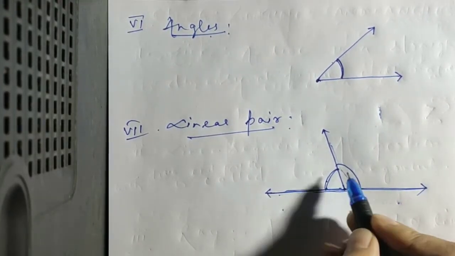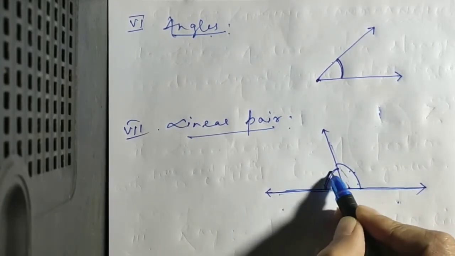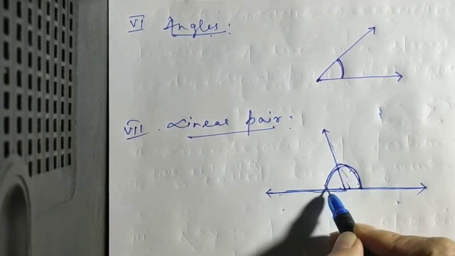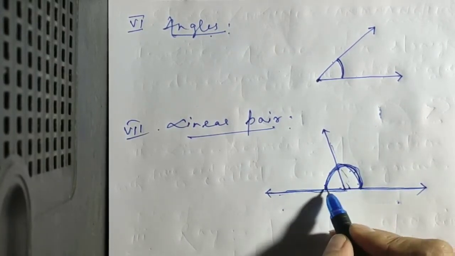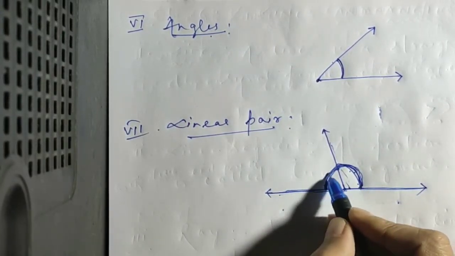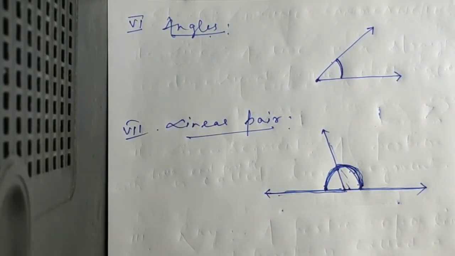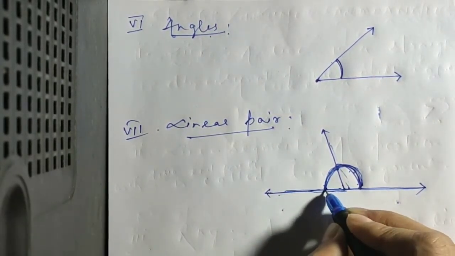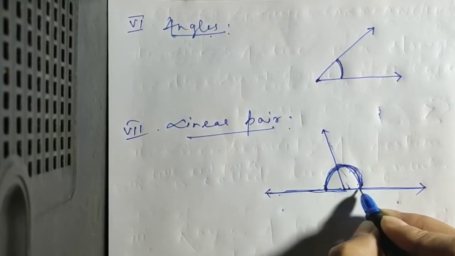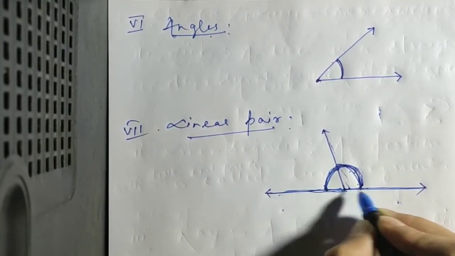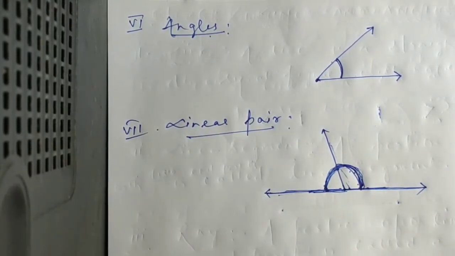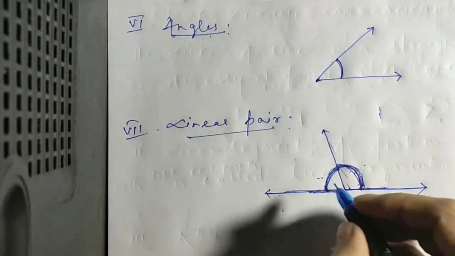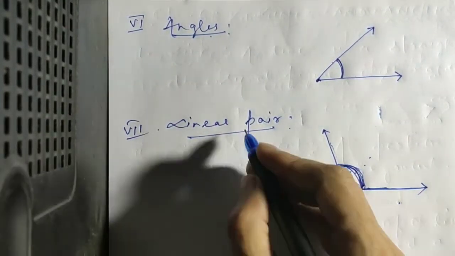So this angle and this angle, these two angles are forming an angle of 180 degrees. You can see that it's in a half circle, right? Since it is in a half circle, it is 180 degrees. Yes or no? This angle starts from here and ends here. Both these points are on the same line, so that means it is forming 180 degrees. So when two angles form 180 degrees, those two angles are called a linear pair.